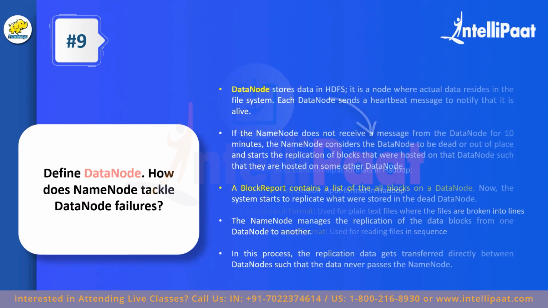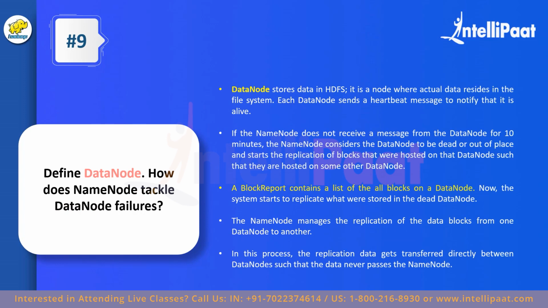So with this, we can come to question number 9 that states, define data node. How does NameNode tackle the data node failures? Well, the NameNode we've already seen, right? But what is DataNode? DataNode is where the data actually gets stored in the Hadoop file system. The data actually resides here in a way where it has the capability to communicate with the NameNode. It does this by sending a message called the heartbeat message. The heartbeat message literally is to show that it is alive and that it is working.